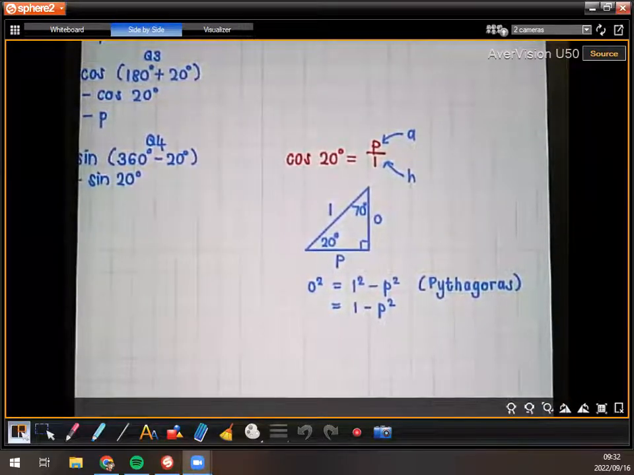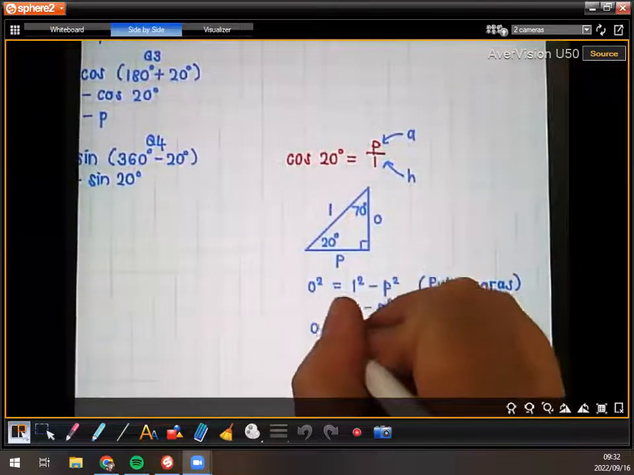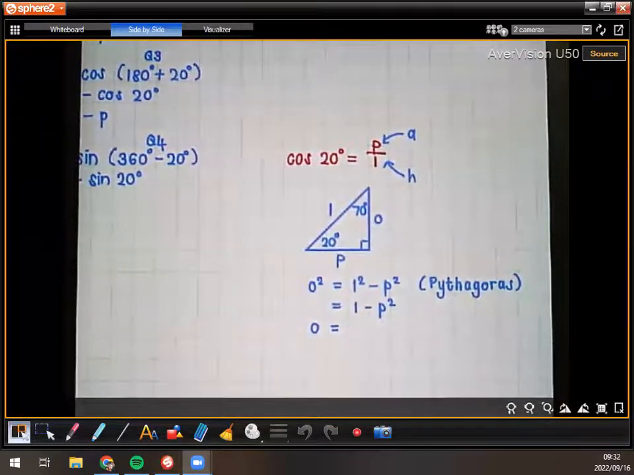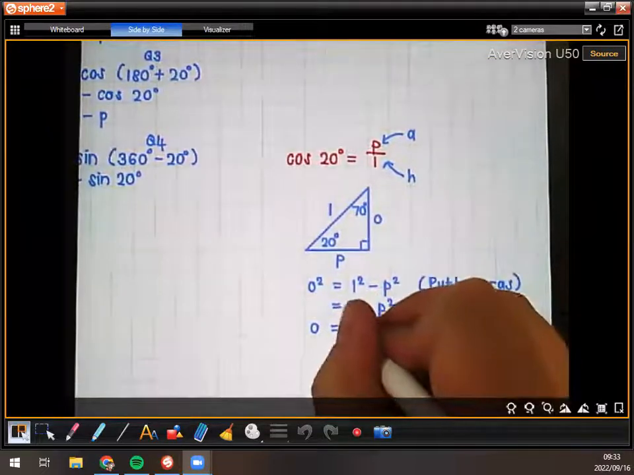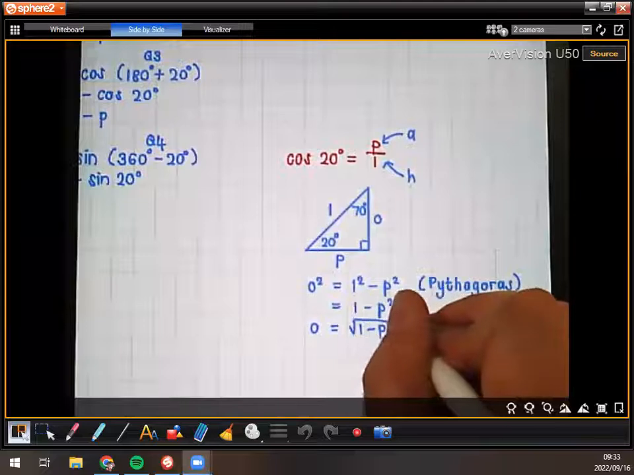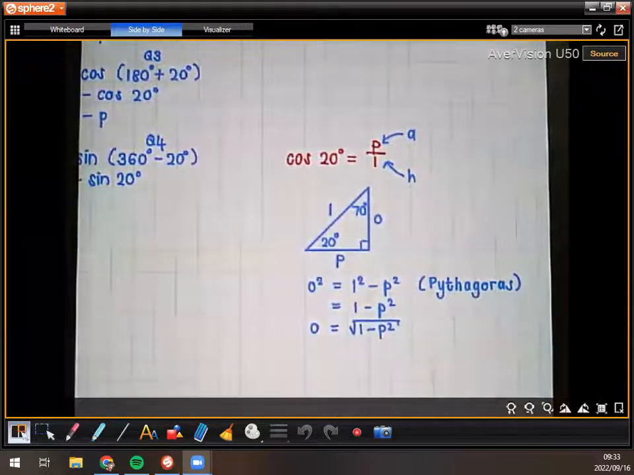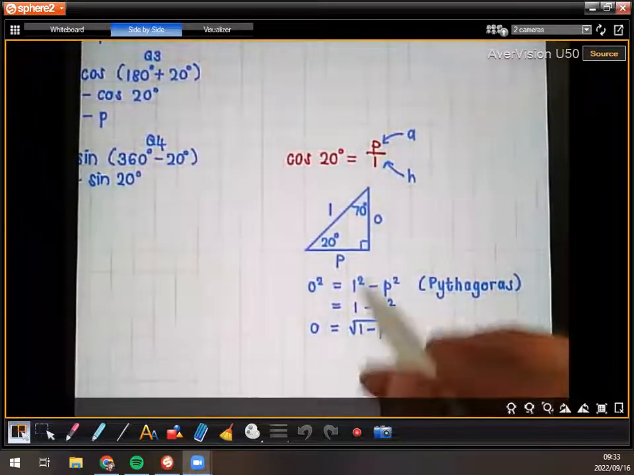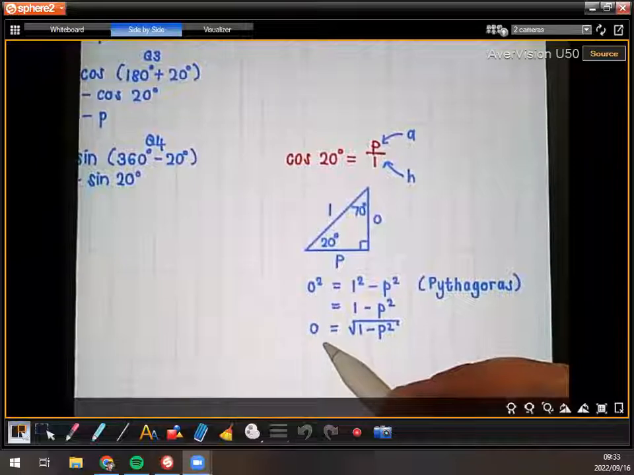So what is our O going to be? What must I do in Pythagoras? Square root. Plus or minus square root, but can this be negative now? If it's just a triangle, okay? No, it can't. So we can just go straight to the square root of 1 minus p squared. And that's it, guys. We don't have to try and simplify that further. They didn't ask us to solve for p.